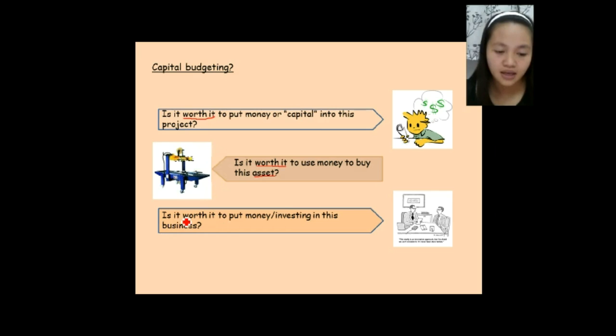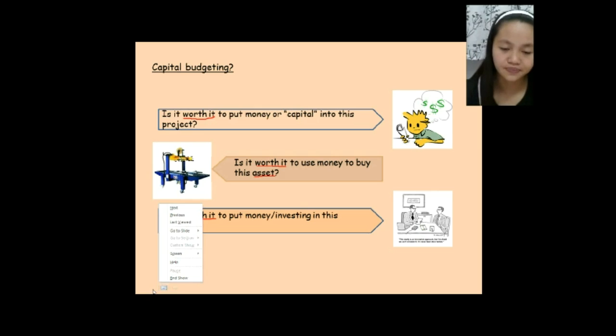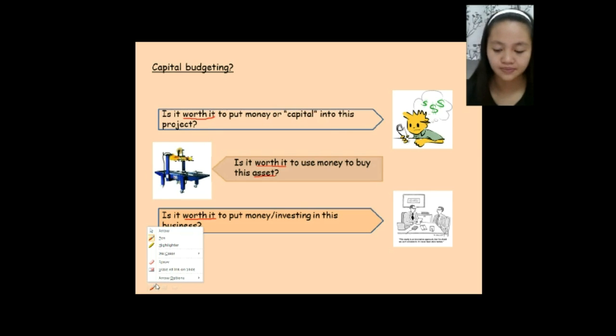Okay. And then the third one is: is it worth it to put money into investing in this business? Maybe we think of producing a new brand or expanding a business by buying an existing business. Is it really worth it to put money in this business?